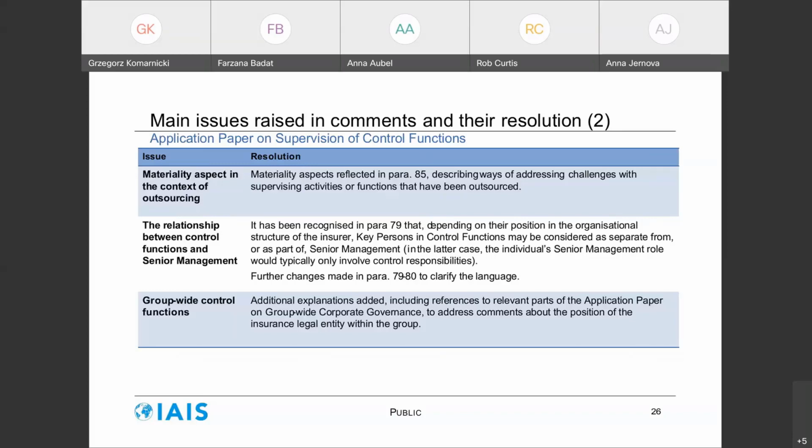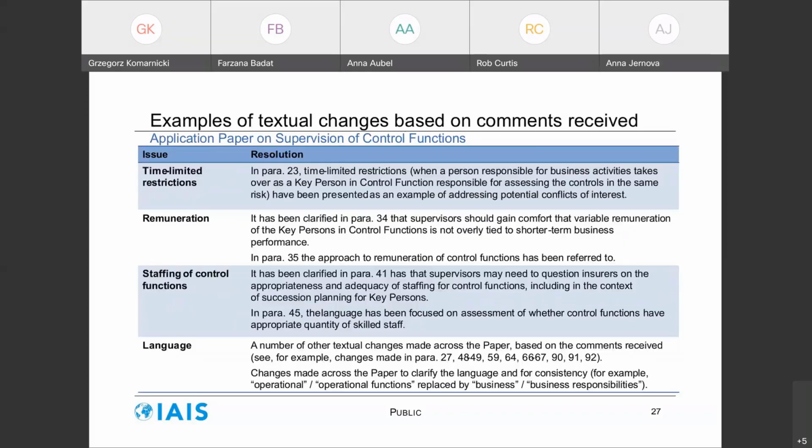Moving on to the next slide on examples of textual changes based on the comments received. So we have also made a number of other specific changes across the paper. You can see examples of such changes referring to time-limited restrictions when taking over as a key person in control function in certain circumstances, variable remuneration, and the staffing of control functions. On the bottom of this slide, we have also listed other paragraphs in which some textual changes have been made based on the comments received. In addition, we made some changes across the paper to clarify the language for consistency.